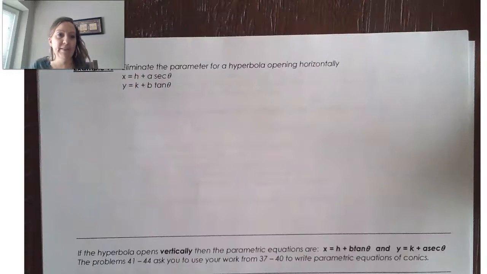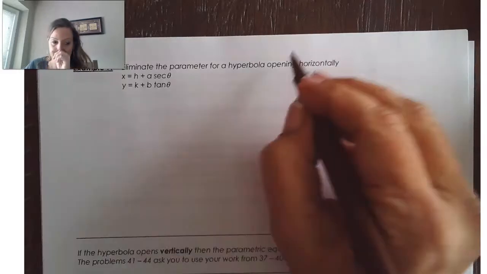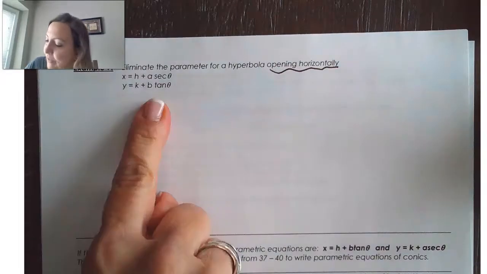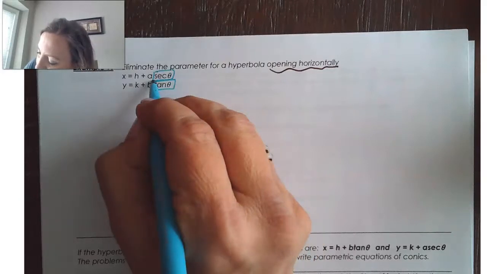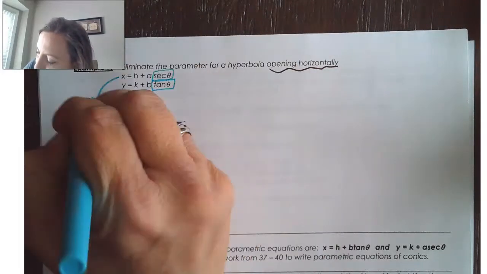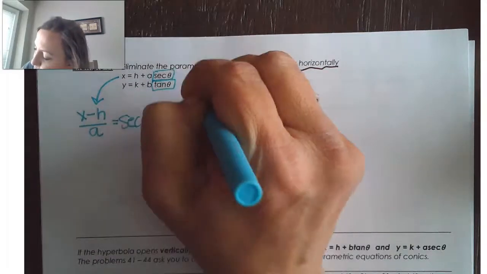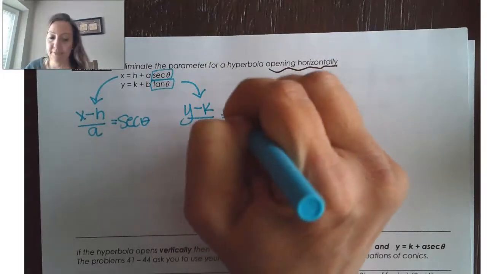This example 7 asks us to eliminate the parameter for a hyperbola opening horizontally. And we want to make sure that we think about the fact that this is going to be opening horizontally. And again, when we've had these and we've eliminated the parameter, we've isolated the trig function part of it. So if we do that here, we see that I have x minus h over a equals the secant of theta. And then here, y minus k over b equals the tangent of theta.